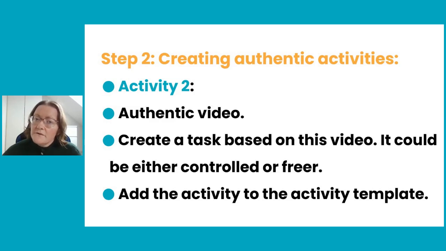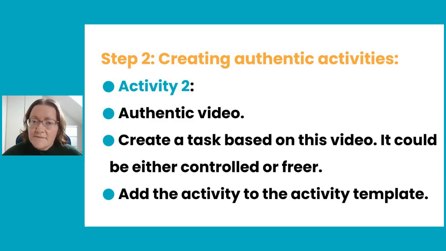Okay, so that is activity 1, all about the environment for young learners. Now let's move to activity 2. This time we're moving away from the environment and we're focusing on the topic of travel. And for this activity 2, you need to find a song or a video, again, authentic, related to the theme of travel.